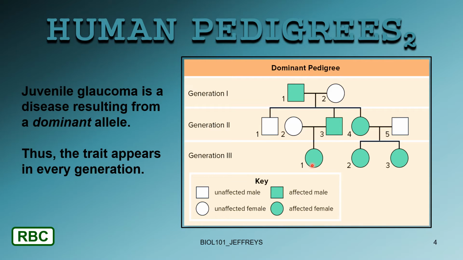And here the affected girl mates with an unaffected male, and they have 2 girls, and both girls are affected. Okay, so that's how that works. And as you can see, juvenile glaucoma shows up in every generation.